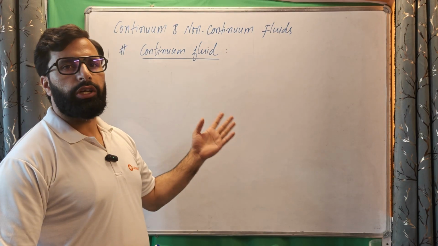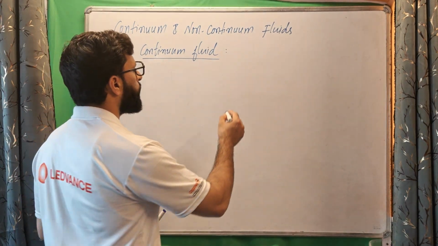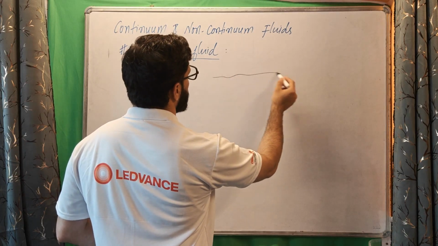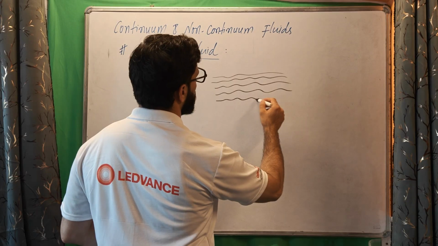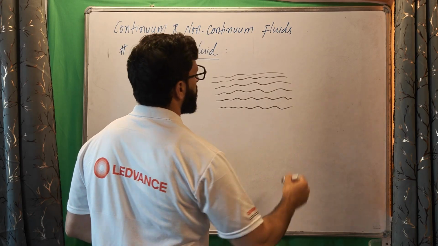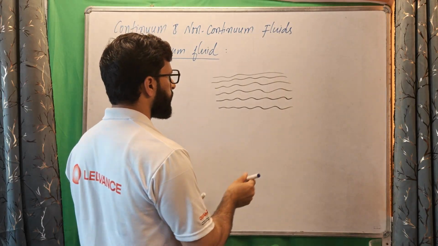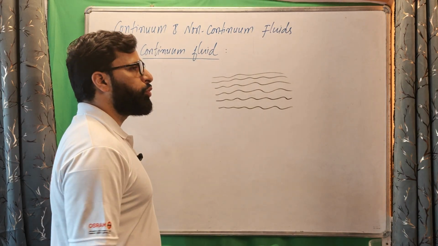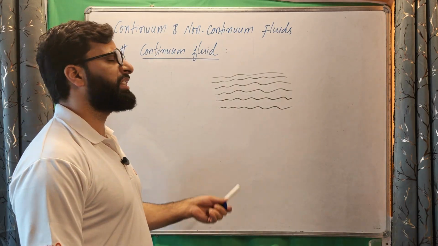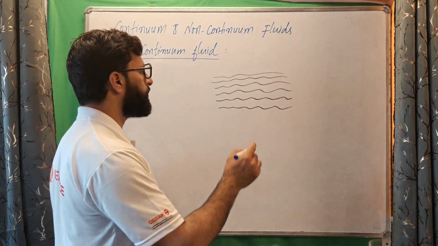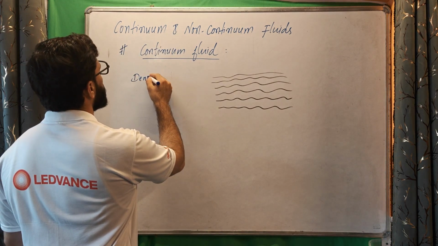I will start with continuum fluid first. So what is continuum fluid? Now for that, let us take an example of fluid, whether it is at rest or in motion. Let us suppose we want to define a property for this fluid, which is either stationary or in motion, it doesn't matter. Let us say that property is density.